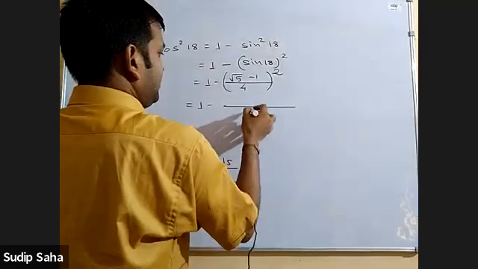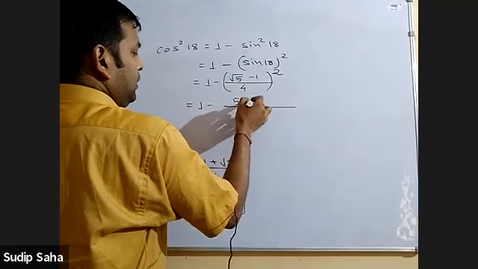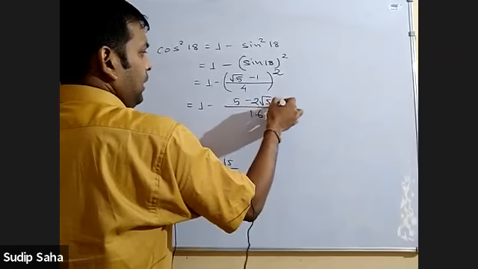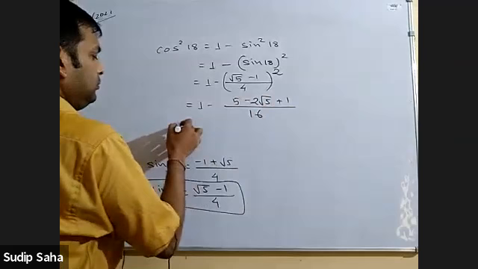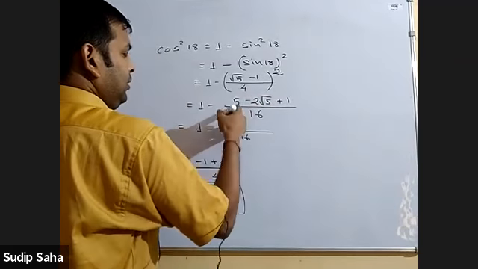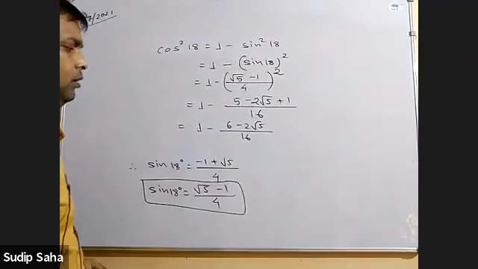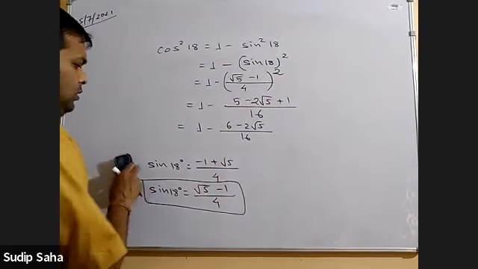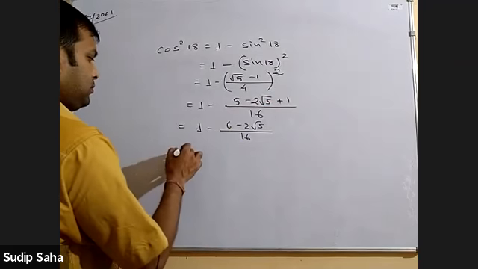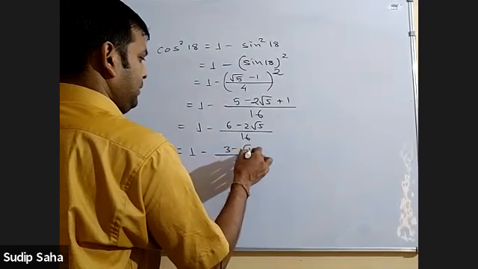This 4 square is 16. On top it is (a minus b) whole square: √5 square is 5, minus twice a into b, √5 into 1, plus b square, 1 square is 1. So 5 plus 1 is 6, minus 2√5. Take 2 common here and cancel with 16 below, so this becomes 8, and this becomes 3 minus √5.